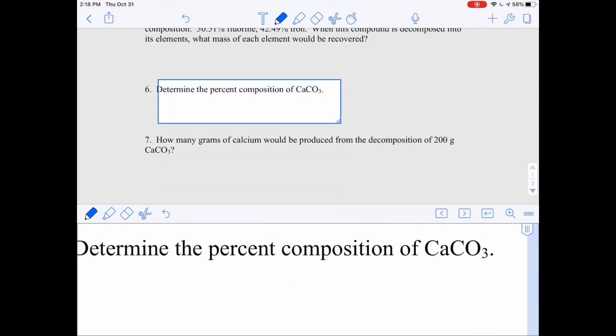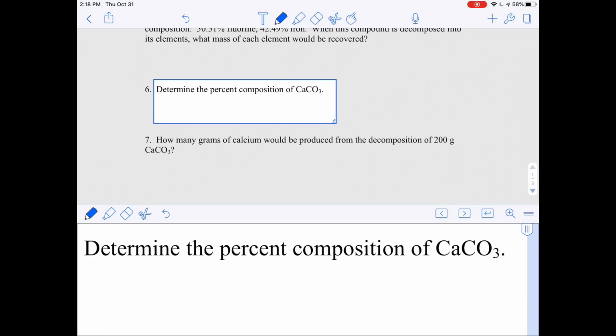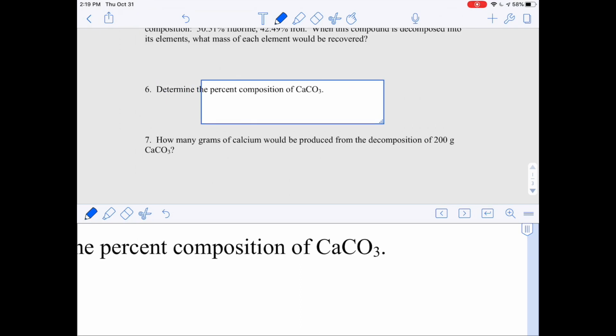We get down here to number 6, find the percent composition of calcium carbonate. This is the type of problem that you're going to do on the back side. And we want to use the molar mass. We want to know the total molar mass. That's going to be our whole. And then the part is going to be the portion of the molar mass that is each one of those different elements. So calcium carbonate, its total molar mass is 100.1 grams per mole.